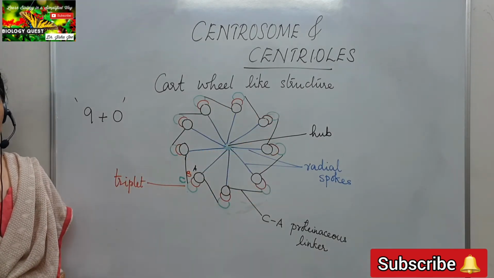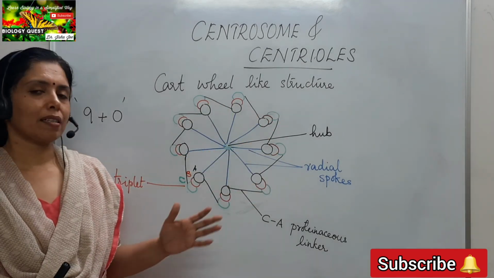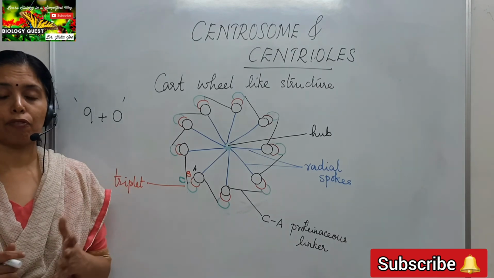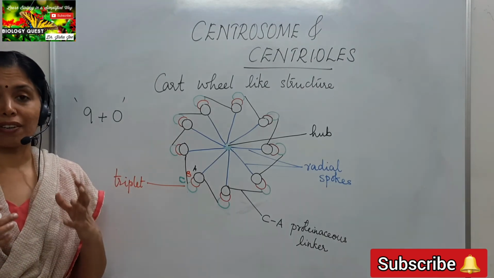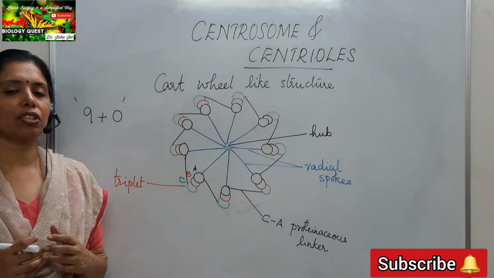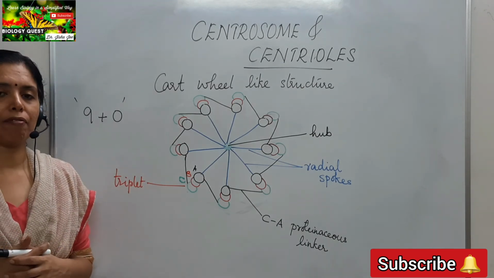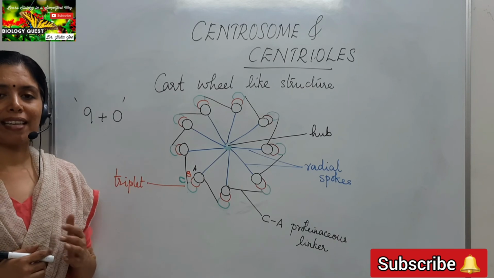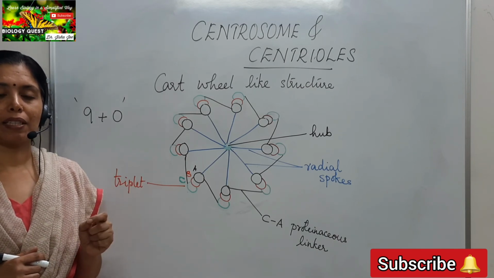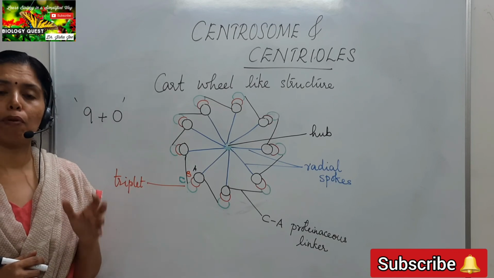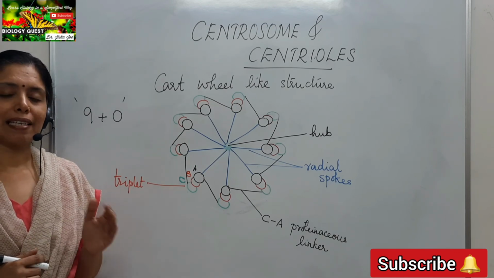And the entire shape, if you look at the structure of the centrioles, shows a cartwheel-like structure. As we have seen in the beginning, centrioles are concerned with the formation of spindle fibers. They produce radiating rays called asters, which help in the development of spindle fibers during cell division. And these centrioles are also concerned with the formation of basal bodies of the cilia and flagella.